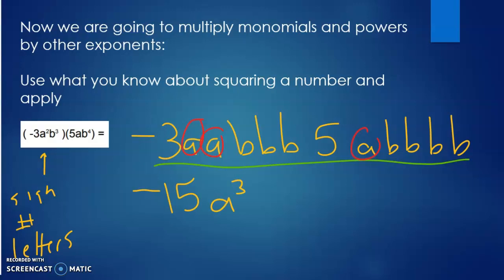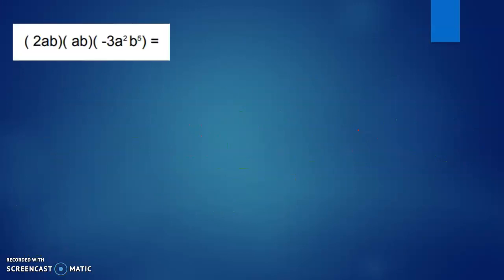Then I'm going to physically count the b's. 1, 2, 3, 4, 5, 6, 7. And then I will write b to the 7th, and that will be your final answer. Going to go through a couple more examples.